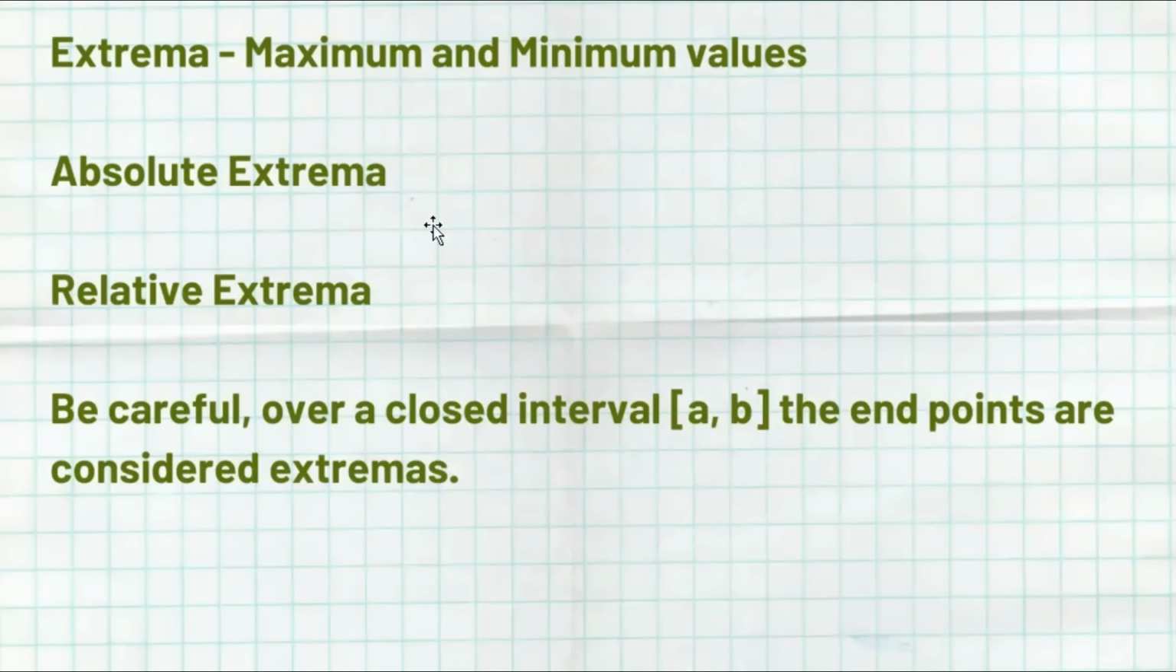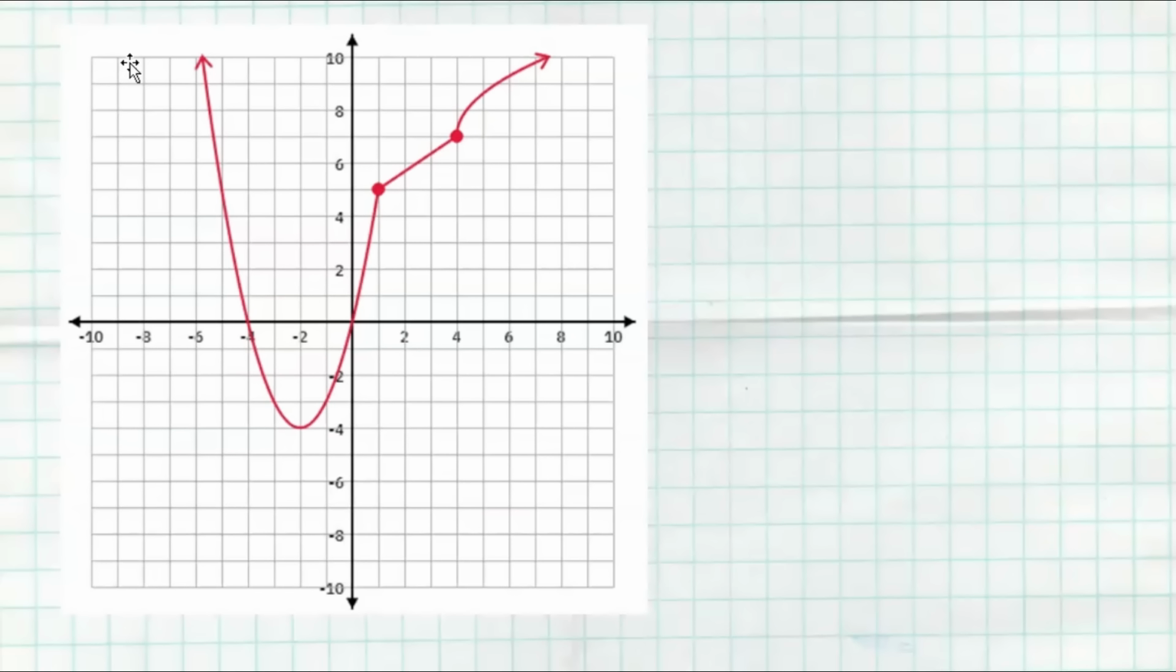other value. So if you're going to call something an absolute extrema, there could be nothing above it if it's a max or nothing below it if it's a min. Now, a relative extrema means relative to a particular interval, it is the highest value or the lowest value in that region. Now, we got to be extra careful here because over a closed interval from a to b, the endpoints are considered extremas. So let's look at this graph real quick right here.